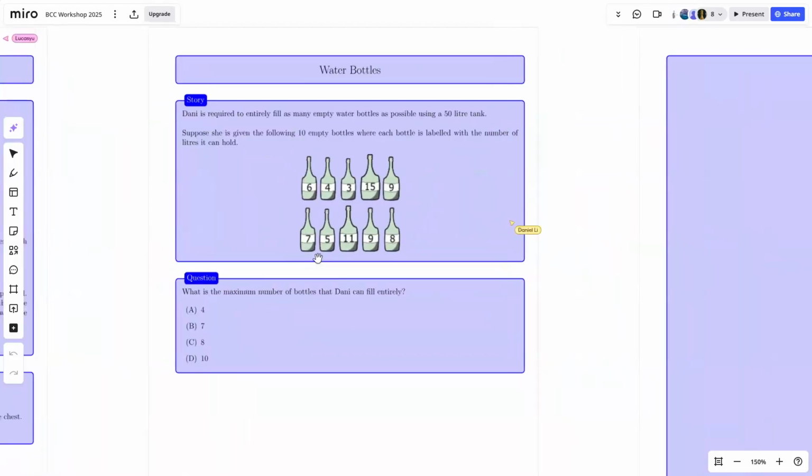Water bottle. It's more of an alcohol bottle. Danny is required to entirely fill as many empty water bottles as possible using a 50-liter tank. Suppose that she is given the following 10 empty bottles, where each bottle is labeled with the number of liters it can hold. What is the maximum number of bottles that Danny can fill entirely?